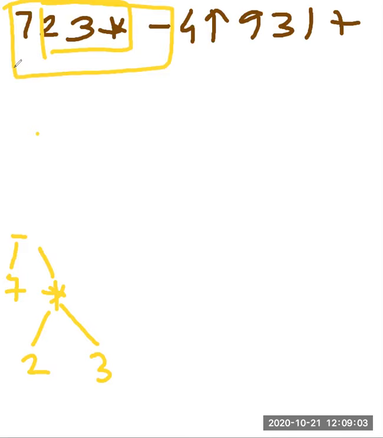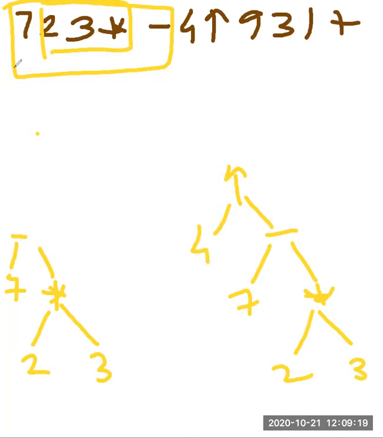Now what I get is minus 7 multiplication 2, 3. To this I'll add an exponent, and it will be 4. So what I get is this part of the tree: 4 and exponent. Now if you look at this part of the tree, 9, 3 and division, that is totally different.